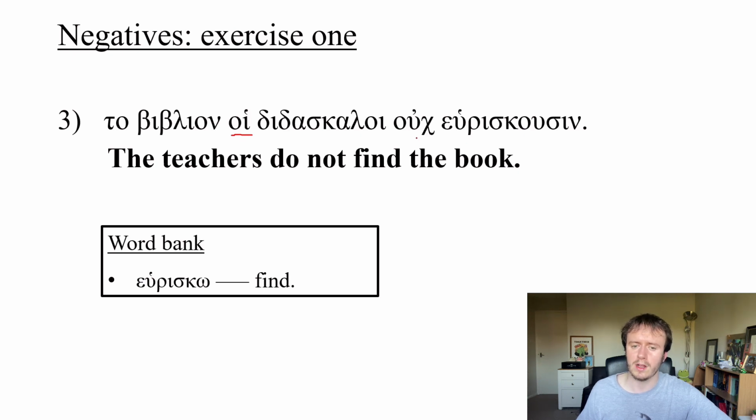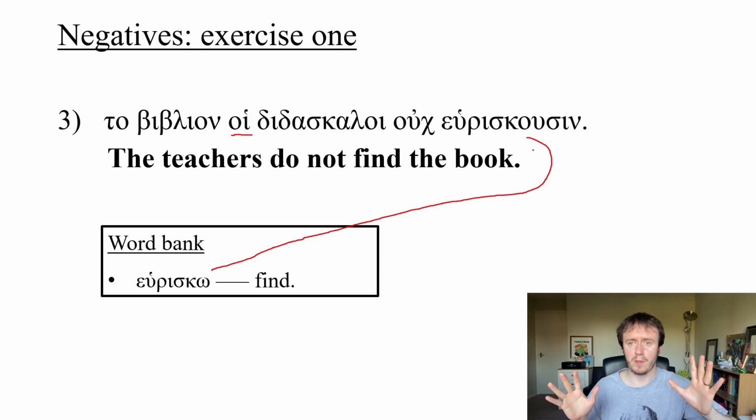And then at the end we had heuriskousin. We know that ouch is not, and in the word bank we had the verb heuriskō, meaning I find. But here it was heuriskousin because the teachers are the ones doing the action. So it's in the third person plural they form, because a group of people from a third person perspective are doing the action.